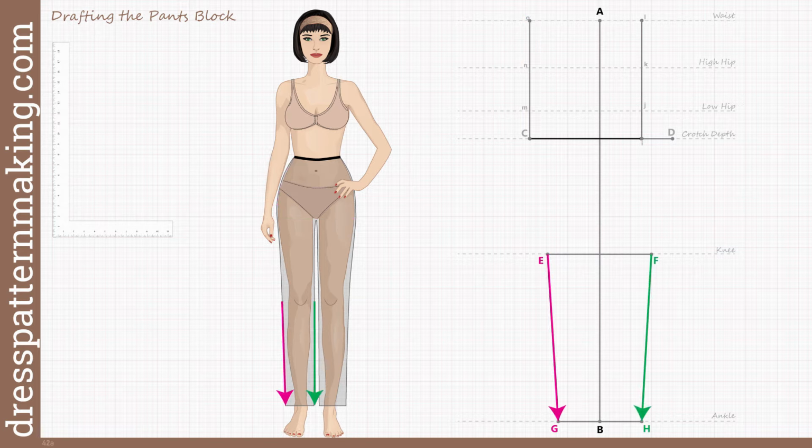Draw straight lines from the knee to the ankle, both the outseam from E to G, shown in pink, and the inseam F to H, shown in green. Draw straight lines from point C to E, shown in pink, and from points D to F, shown in green. These are just guidelines, as we will of course want curved lines down from the torso to the knee. We will finish off the curving of the leg line after we have finished the foundation.